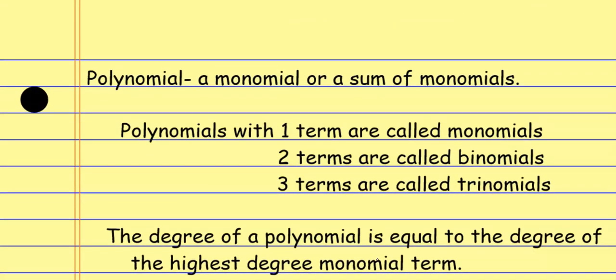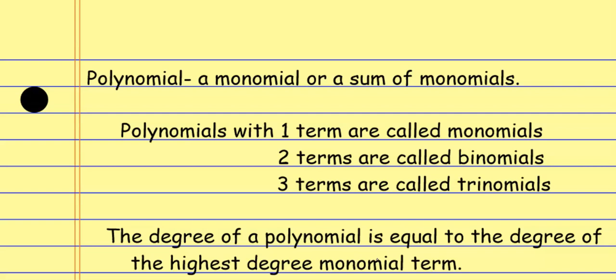A polynomial is a monomial or a sum of monomials. Basically, again, a monomial is a single term. Terms are separated by addition and subtraction. So polynomials are just a bunch of terms separated by addition and subtraction. Even a monomial, we can still call it a polynomial, but it has a special name of monomial.